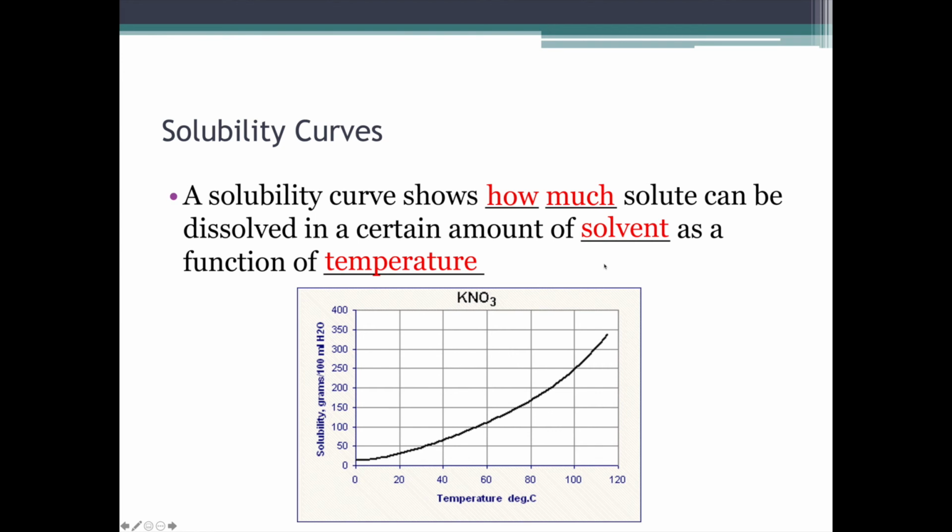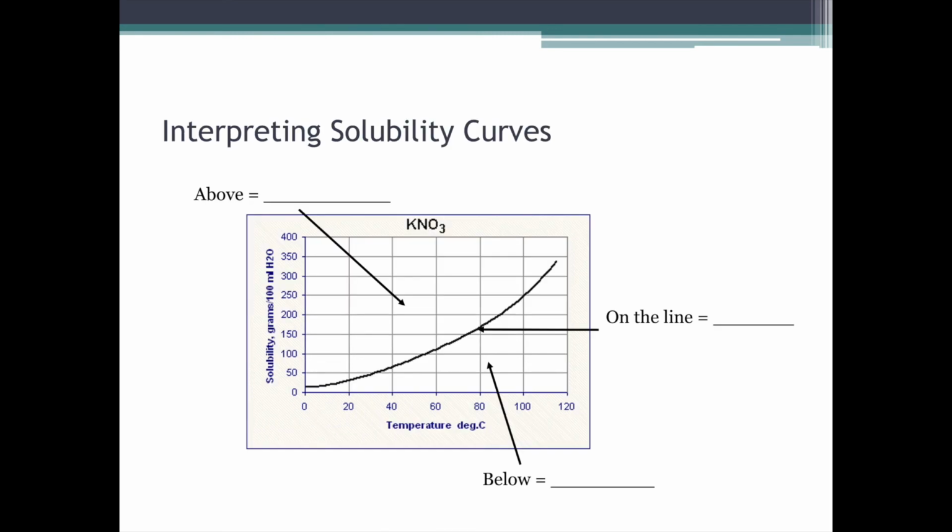Now we can talk about saturated, unsaturated, and supersaturated as three different points along this graph. If you are on the line, then you are a saturated solution. So say right here at 100 degrees Celsius, I can dissolve exactly 250 grams into this water. If I fall below the line, I am an unsaturated solution. So say at that temperature I only have 100 grams dissolved, I fall in this bottom section, I'm unsaturated. I could still dissolve another 150 grams to reach saturation.